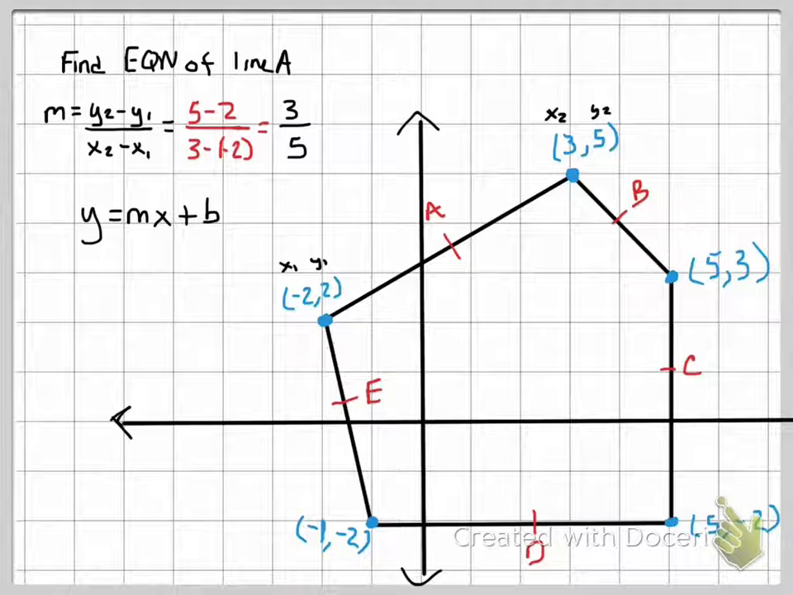Now I'm going to plug in a point. So I'm going to use x2 and y2 for this one. So it'll be 5 equals, my m is 3/5. We found that. 3/5 equals, and then x is 3.